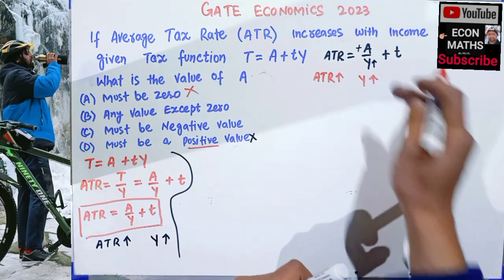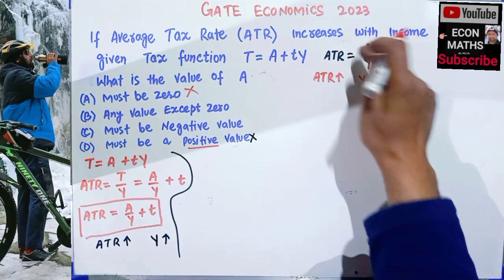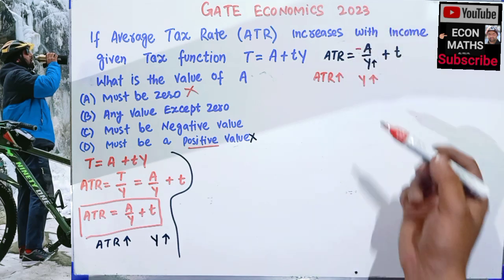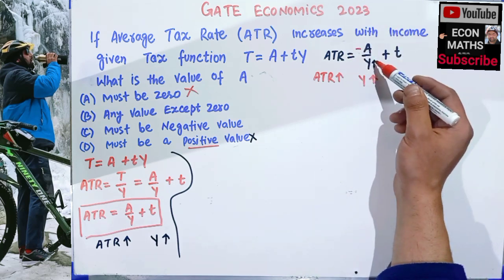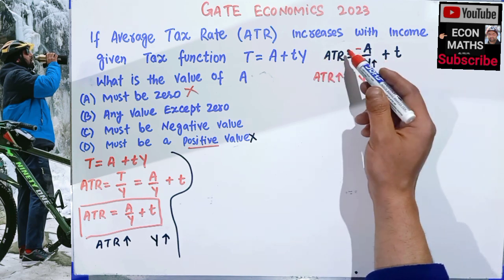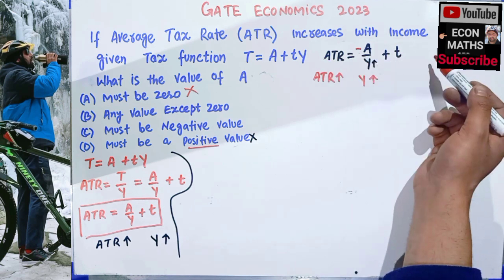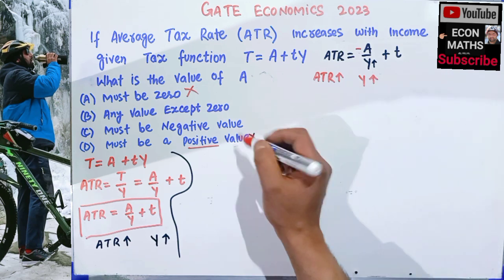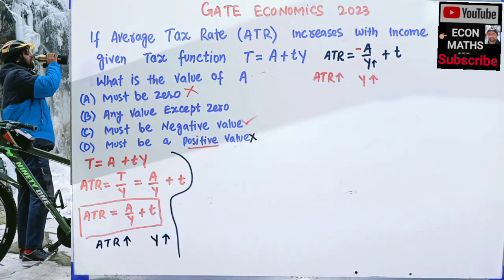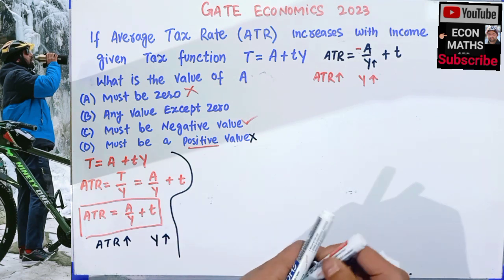But what happens if this is negative? If a is negative and if income increases, then our average tax rate will also increase. So the correct option should be C part. Let me explain it with an example to make more sense.